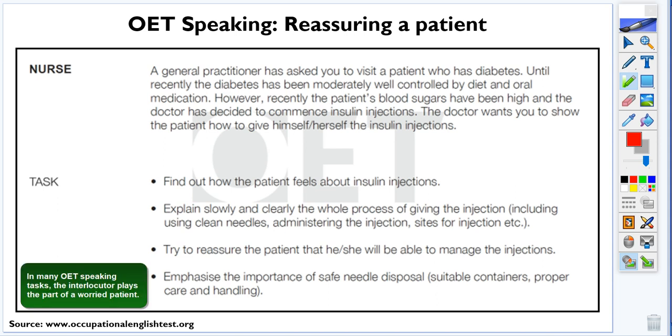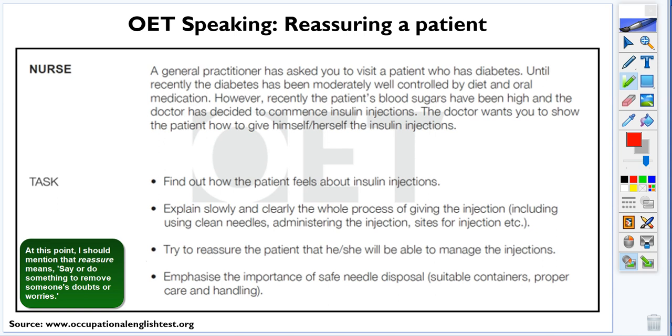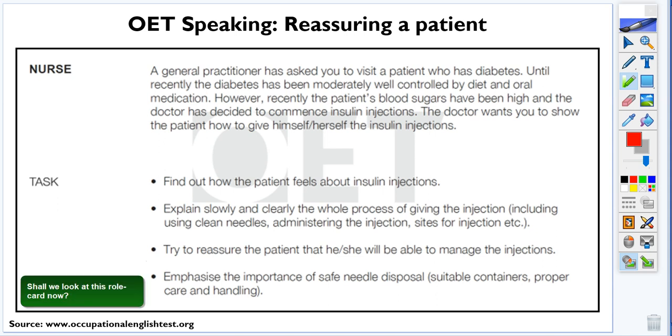In many OET speaking tasks, the interlocutor plays the part of a worried patient. Therefore, you might have to reassure them in some way that they are going to be okay. At this point, I should mention that reassure means say or do something to remove someone's doubts or worries. Shall we look at this role card now?